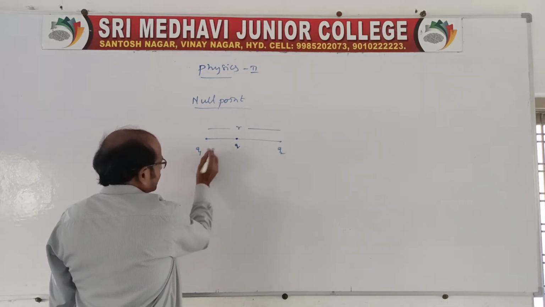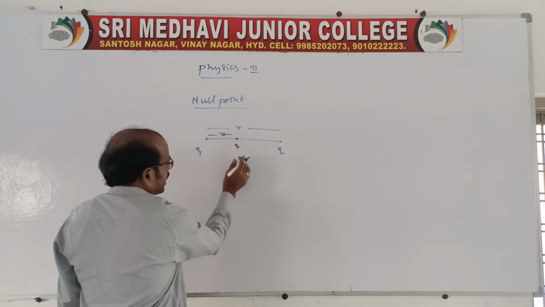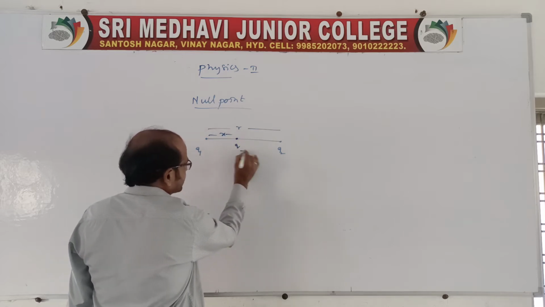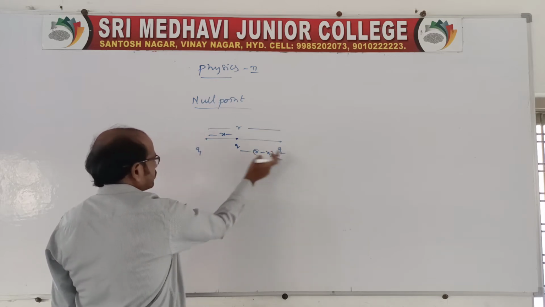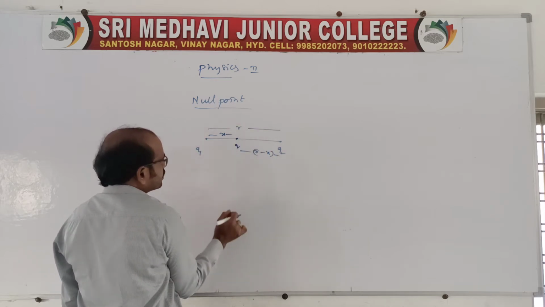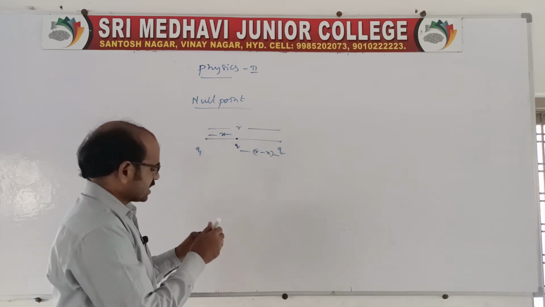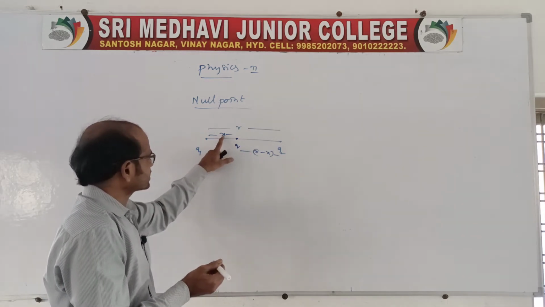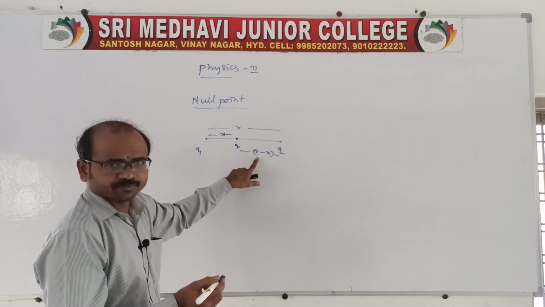Therefore, from Q1 this charge is located at a distance x, and from Q2 this charge is located at a distance r minus x, because the total distance between Q1 and Q2 is r, and in between the two charges there is another charge placed. The charge is at a distance x from Q1, and at a distance of r minus x from Q2.